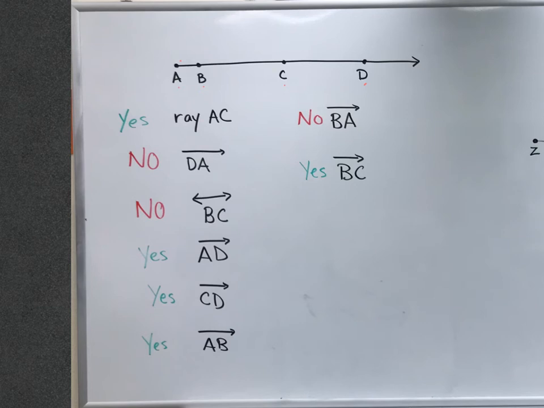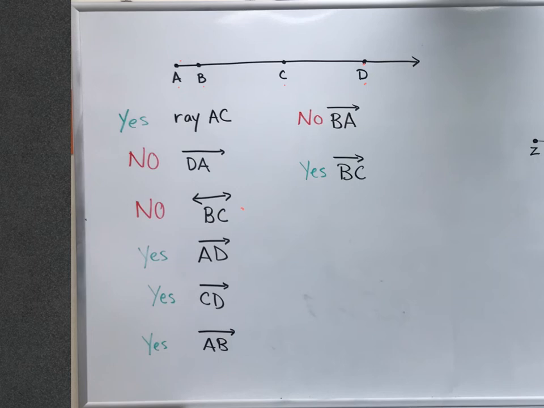Ray DA. No, it wouldn't count because D right here is not our endpoint and it doesn't go on forever over here at the end of A. Okay. Line BC. No, that wouldn't count as a line because it would have to go on forever and ever on this side. So that does not count as line BC. So this one right here is false. Then we have ray AD. So the ray starts at A and goes all the way over, and D is on that ray. Yes, so this one is true.